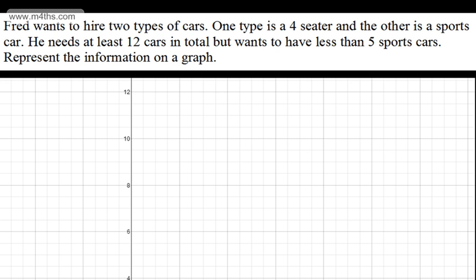Right, okay. What we've got now is a wordy question. It says Fred wants to hire 2 types of car. One type is a 4-seater and the other is a sports car. He needs at least 12 cars in total, but wants to have less than 5 sports cars. Represent the information on a graph. So let's define what we call our variables.